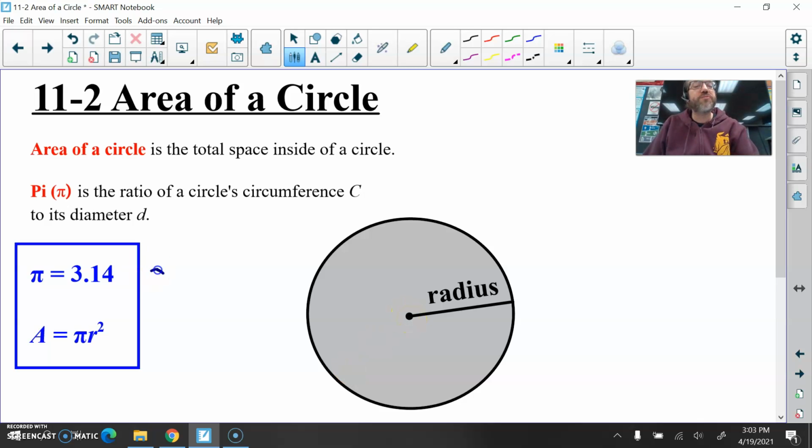Remember, pi equals 3.14, which is rounded to the nearest hundredth. It's really an irrational value, but we use 3.14 for pi. And your area formula is pi r squared, which means pi times the radius squared. Area is always square units. You should remember that from when we were finding area of other shapes as well. And so the formula has squared in it. Your radius squared times pi will give you this area here.